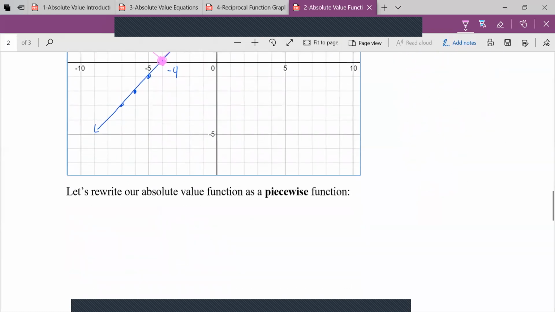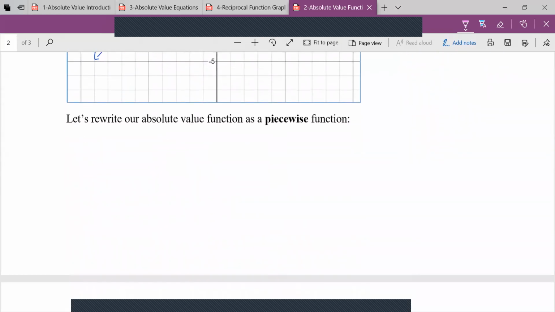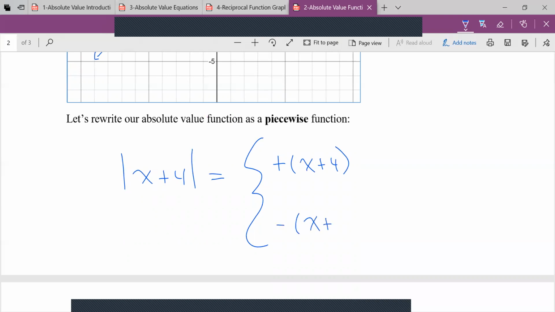Okay. What we're going to do now is we're going to write this as a piecewise function. How do we do that? So we're going to take the absolute value of x plus 4. Well, there are two parts. There's the part that was already positive. It had output y values that were positive. And there was the part that was negative, like that. And then I say to myself, but when? Because it's not always positive or always negative.